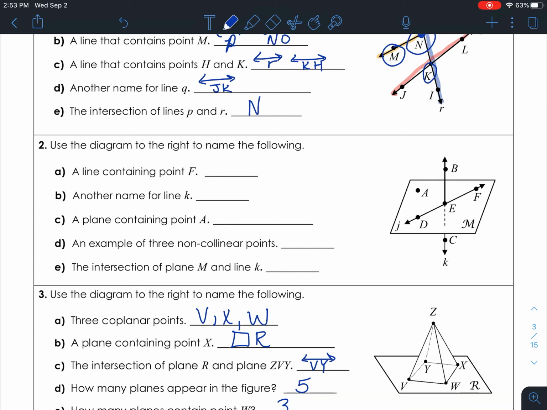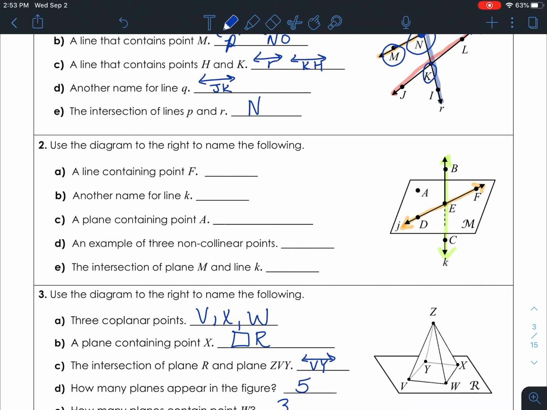All right, number 2. Use the diagram to the right to describe the following. So for this diagram, I want you to visualize a piece of paper and take your pencil and get all of your anger out and stab it through that paper. That is what this diagram looks like. Okay? That's your visualization. If you see line K right here, that's going straight through that piece of paper. That's the pencil that stabs through it. If you look here at line J, it is on the plane. Think of like if you drew a line on your paper. That is what that is describing.